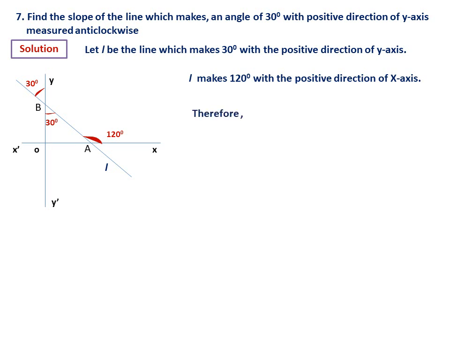Now we are interested in finding the slope. Therefore, theta equal to 120 degrees. Slope of L will be equal to tan theta. That is tan 120. And tan 120 is minus root 3. So this we have studied in trigonometry. So this is the seventh question.